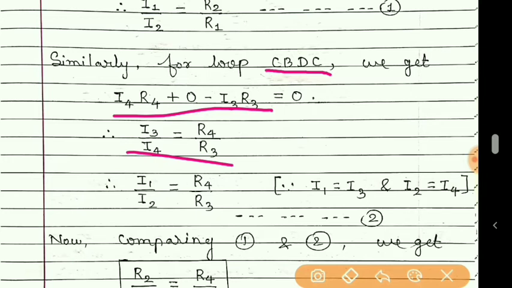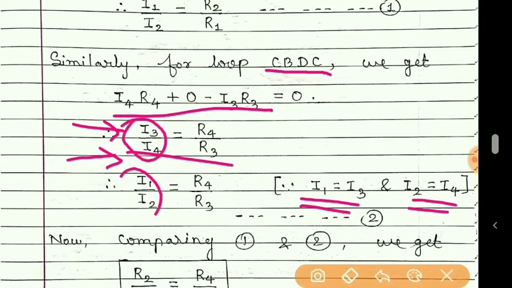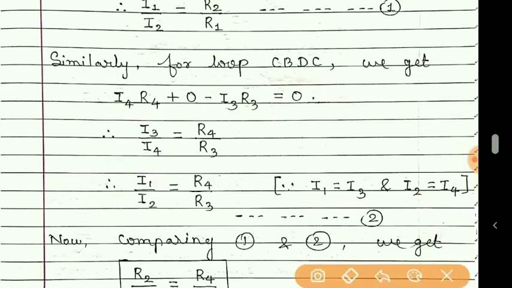But you can see I3 is there and I4 is there. But I3 is equal to I1 and I4 is equal to I2. So in place of I3 upon I4, we can write I1 upon I2. And so we get the ratio I1 upon I2 is equal to R4 upon R3. This is equation number 2.